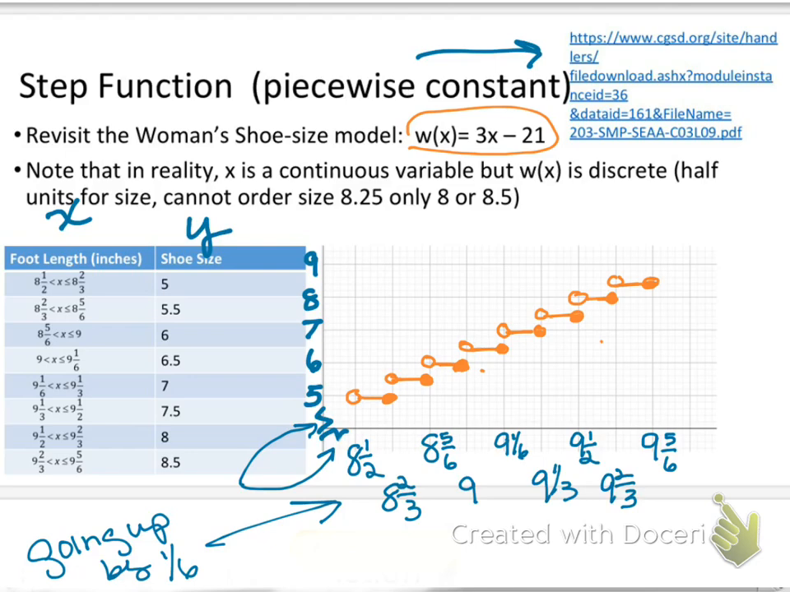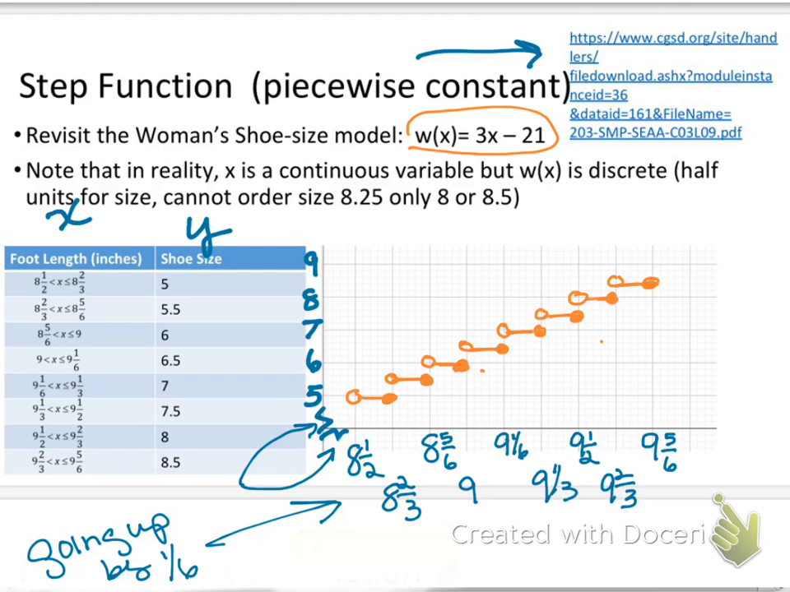All right, so look at the x-axis. This foot length, is it going up uniformly? It appears not to be, because I have 8 1/2, and I have 8 2/3, 8 5/6. So let's think about this. Isn't 8 1/2 really 8 3/6? Isn't 8 2/3 8 4/6, and then 8 5/6? Isn't 9 really 8 6/6? So looking at the x-axis, I can see that I'm really going up by 1/6.